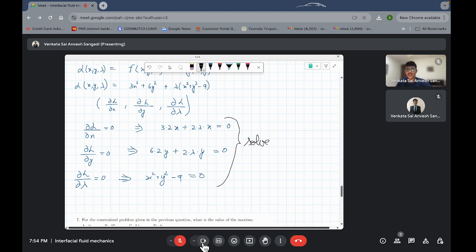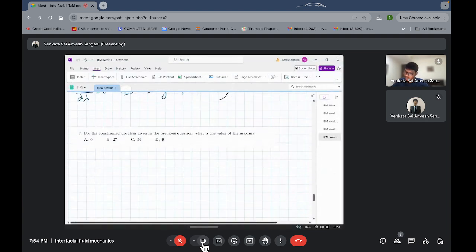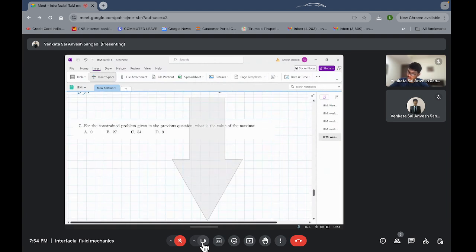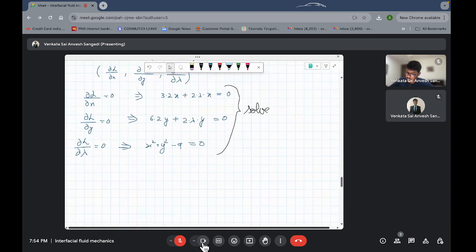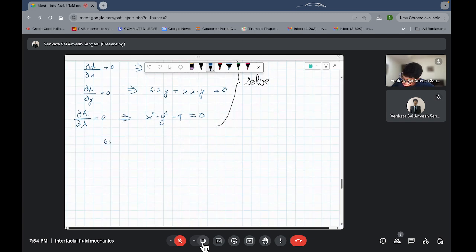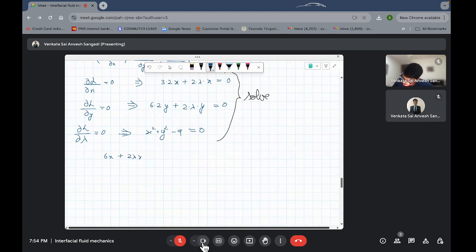We need to solve these equations. So the equations that we need to solve are 6x plus 2 lambda x equal to 0, 12y plus 2 lambda y equal to 0, and x square plus y square minus 9 equal to 0.